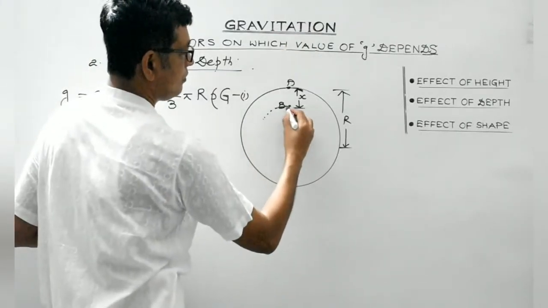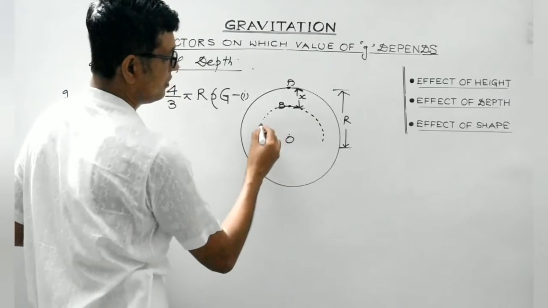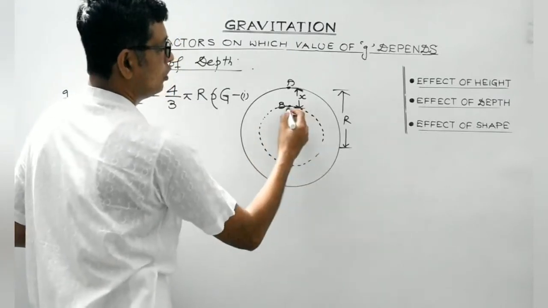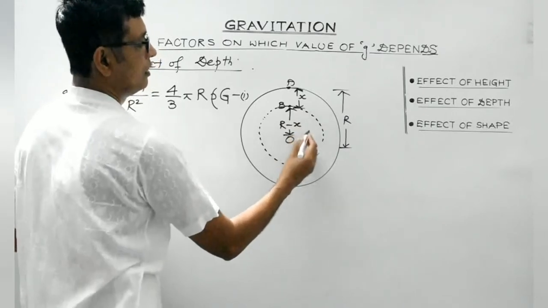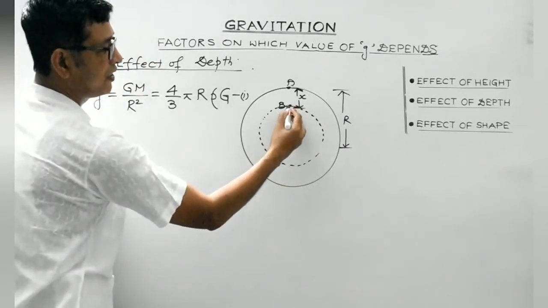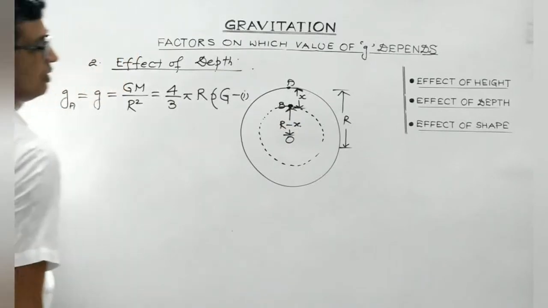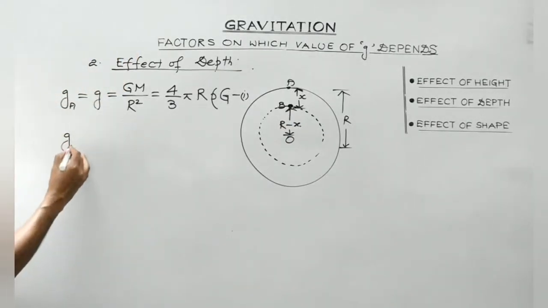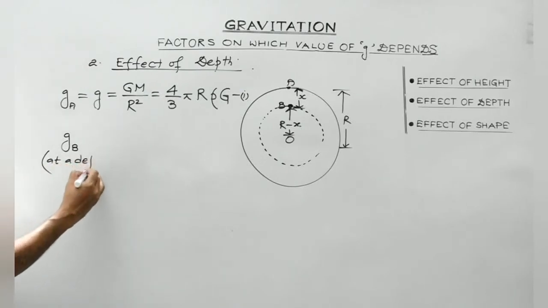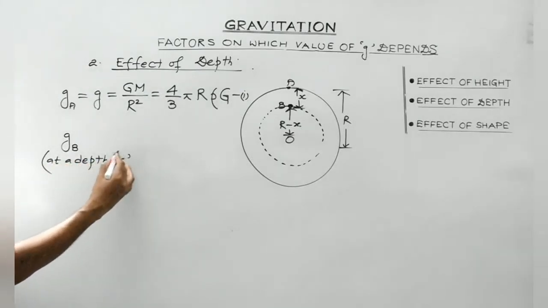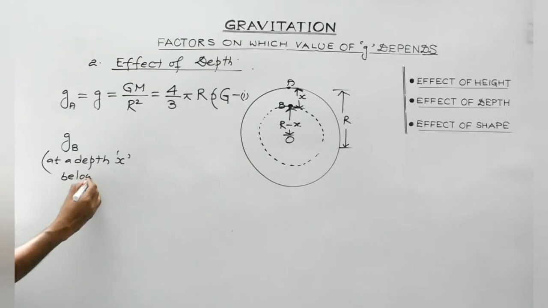So this will be the portion width. So this would become r minus x. So we need to find out the value of acceleration due to gravity at this particular point, at point B, that is at a depth x below the Earth's surface.